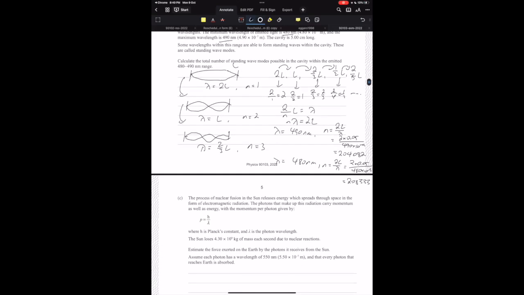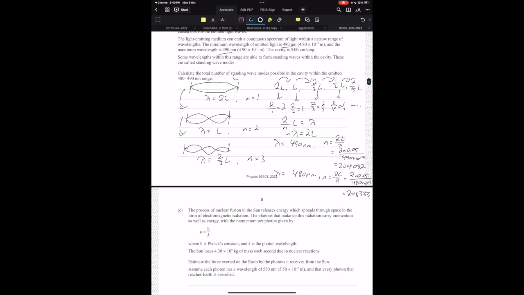So now we have a range for n. We can just figure out the difference between these two, and that tells us how many n values can exist within these bounds. So what's the difference? N equals 208,333 minus 204,082. So what do we get? We get 4251.